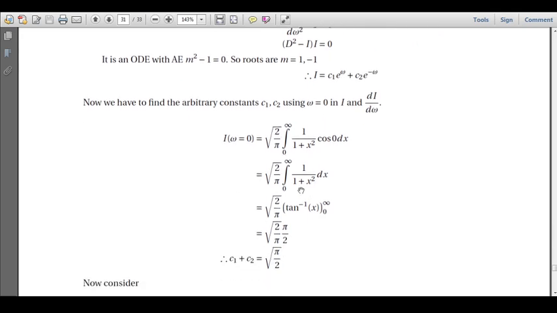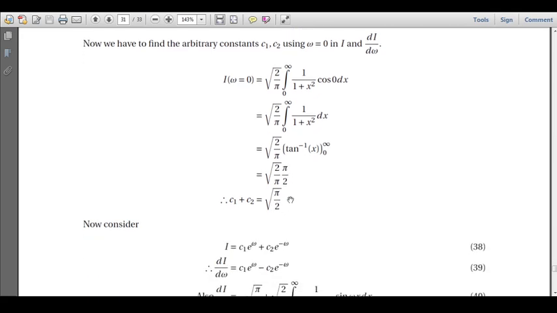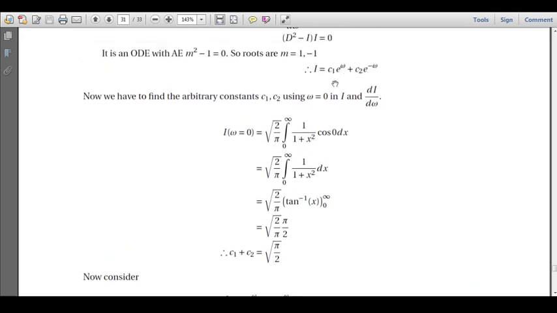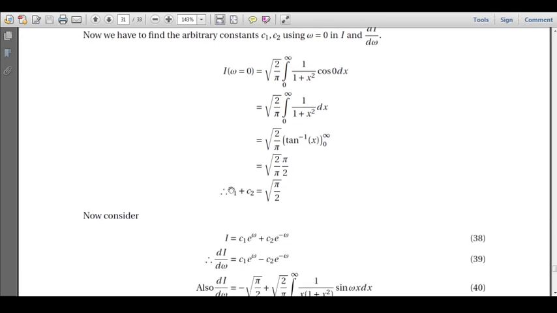But we are familiar with this integral: 0 to infinity 1 by 1 plus x square dx is tan inverse x with the limit 0 to infinity. When I put upper limit tan inverse infinity minus lower limit tan inverse 0, tan inverse infinity is pi by 2 and tan inverse 0 is equal to 0. So this expression becomes pi by 2. When I simplify root of 2 by pi into pi by 2, I got root of pi by 2. The left side is C1 plus C2. I use omega equal to 0 here. From here I got I of 0 is equal to C1 plus C2. So I got one equation in C1 and C2.